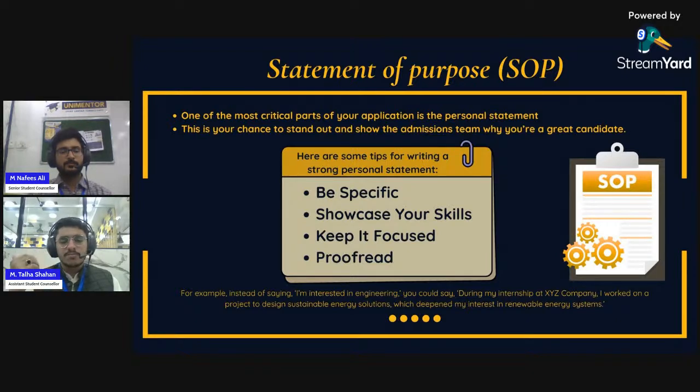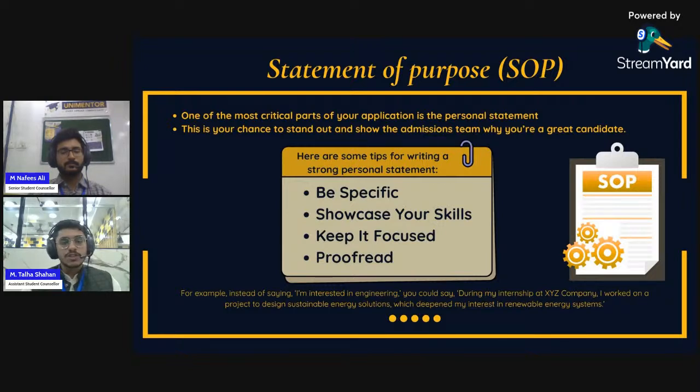So I'll give you an example. I'll quote an example here. For example, instead of saying I am interested in engineering, you could write in your personal statement that during my internship at XYZ company, I worked on a project to design sustainable energy solutions, which deepened my interest in renewable energy systems. So you elaborate things and you have to be specific, not too generic, and it always revolves around yourself. Your SOP is about you and why you chose this course, why you chose the UK. So you have to be specific about yourself.